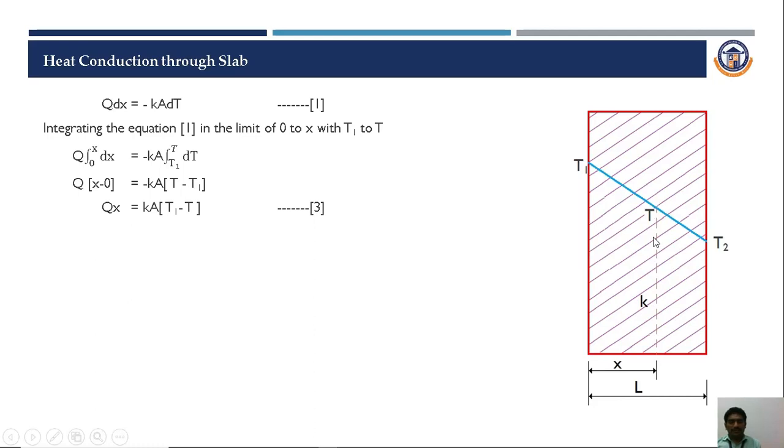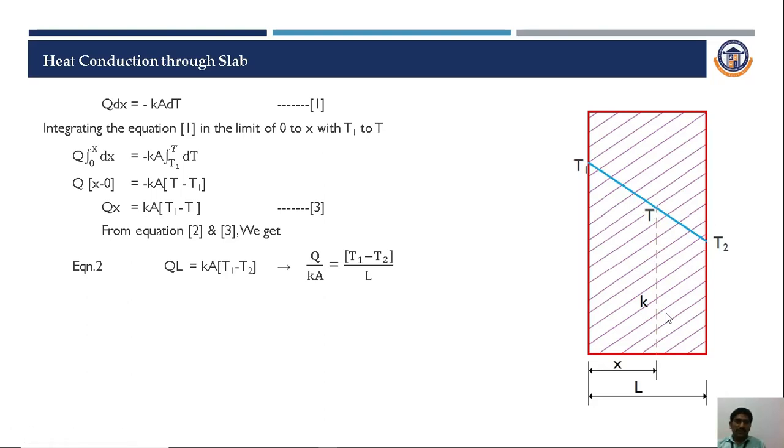So as of now we have derived two relations, equation 2 and equation 3. They give two different relations with respect to two different limits. The first limit is 0 to L and T1 to T2. Using this first limit we can solve equation 2, followed by the second relation, that is 0 to x and T1 to T. This is the second limit, in which we solve equation number 3.